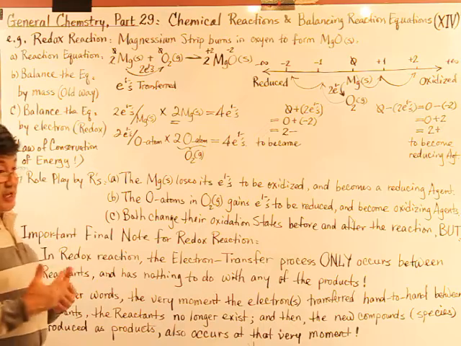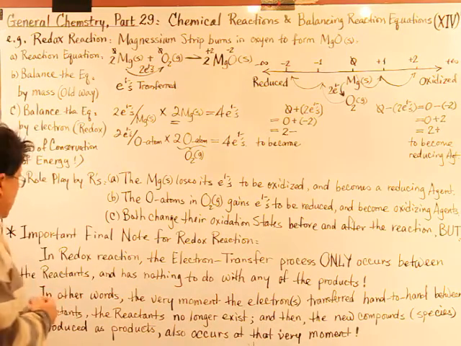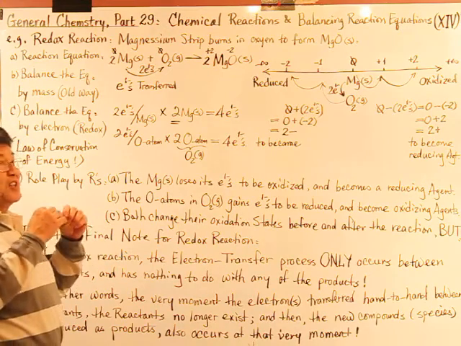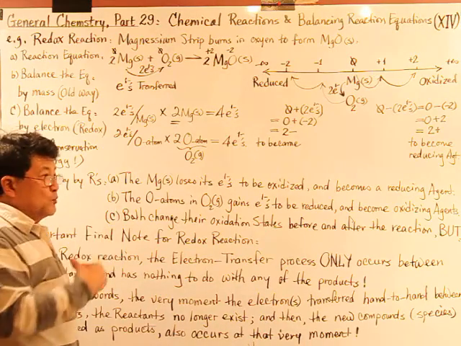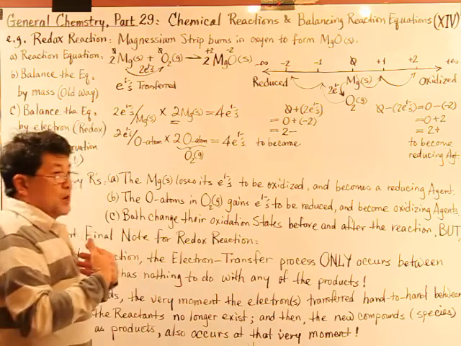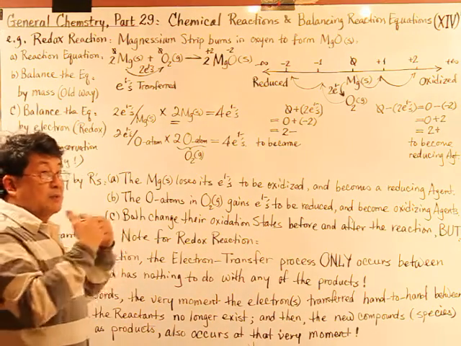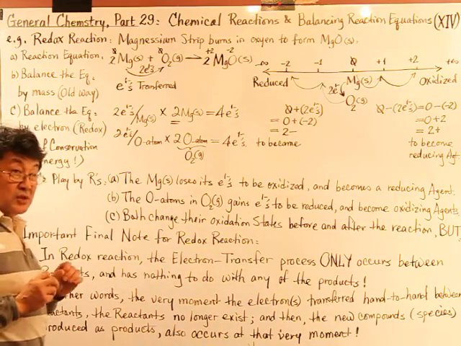That is the process. So that's why we have to put the timing concept in there. The electron transfer will only occur between the reactants, you and me, right? Soon after we gain or lose electrons, both happen to both of us, and we no longer exist. We become a new product. So, does electron transfer have anything to do with the products?